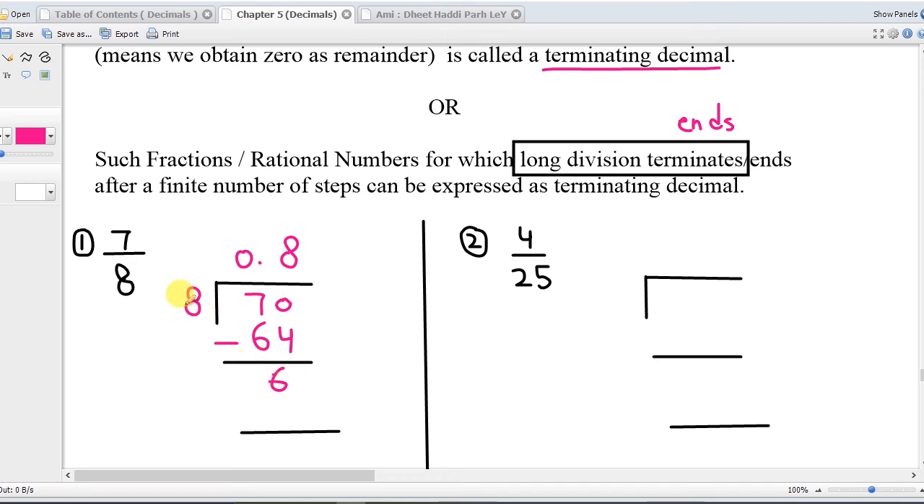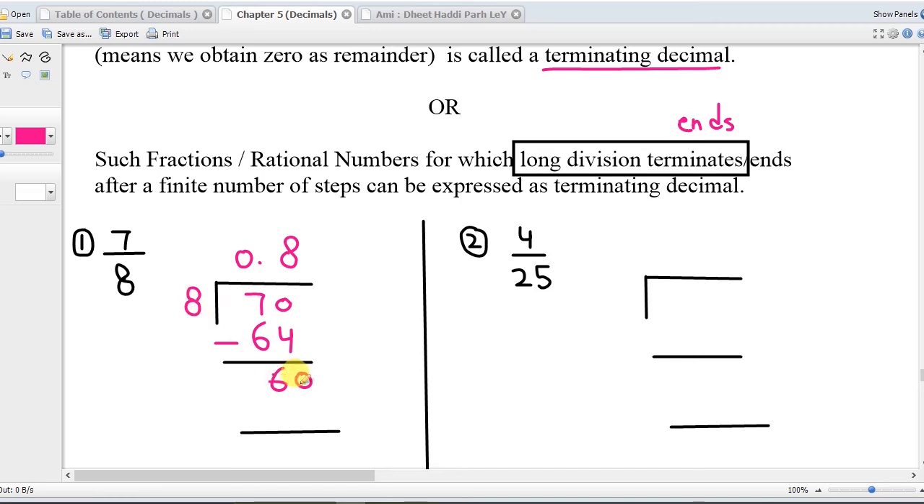Now we cannot divide 6 by the times table of 8, so I have to put 0. Now I am allowed to put 0. Why? Because I've already put a decimal point here. So now I'm allowed to put as many zeros as I need. By just putting a 0, my number becomes 60, which is greater than my divisor 8. It means we can divide.